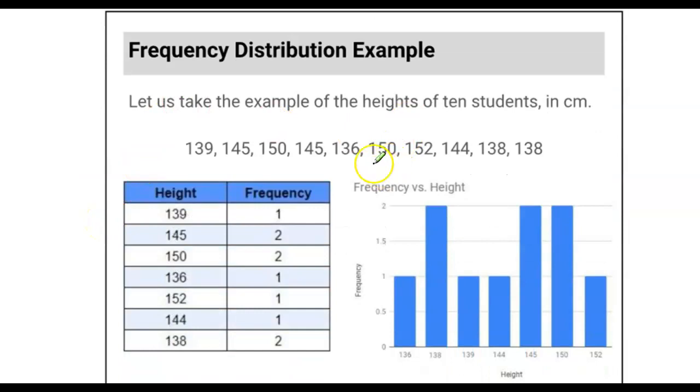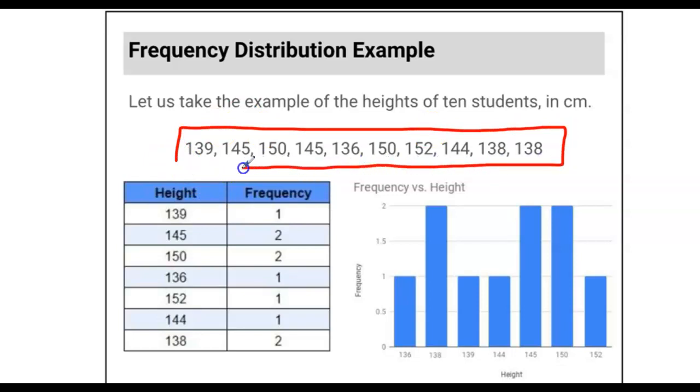Here's an example. We have the heights of 10 students in centimeters. And of course, this right here, let's grab a pen here, this right here is called raw data. It's raw data because all it is is a list of numbers not organized in any sort of way. It's not even listed in order. It's just exactly what you collected when you walked around and asked people the question, how tall are you?